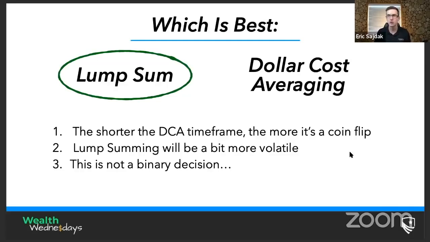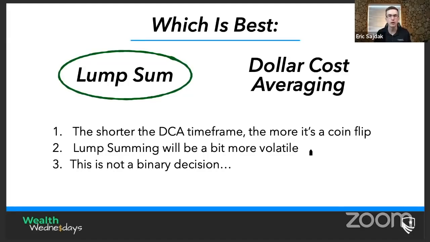First, for instance, the shorter the dollar cost averaging time frame that we're looking at, the more it's about a coin flip. And again, this makes sense. The longer the dollar cost averaging time, the longer it takes to invest that money in, and we're expecting our investments to grow. If we're looking at lump summing versus dollar cost averaging over 5 days, there's not going to be that big of a difference in the return as well as the risks that we're taking. Lump summing, again, can be more volatile by definition. This makes a lot of sense.